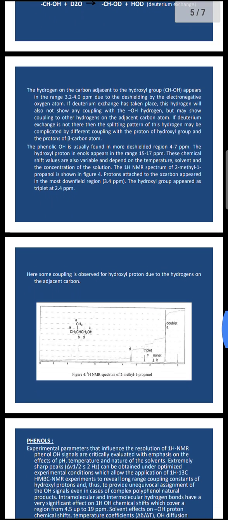The phenolic alcohol is usually found in more deshielding region, 4 to 7 ppm. The hydroxyl proton can also appear in the range 15 to 17 ppm. This chemical shift value is also variable and depends on the temperature, solvent and the concentration of the solution. The 1H NMR spectrum of 2-methyl-1-propanol is shown in figure 4.